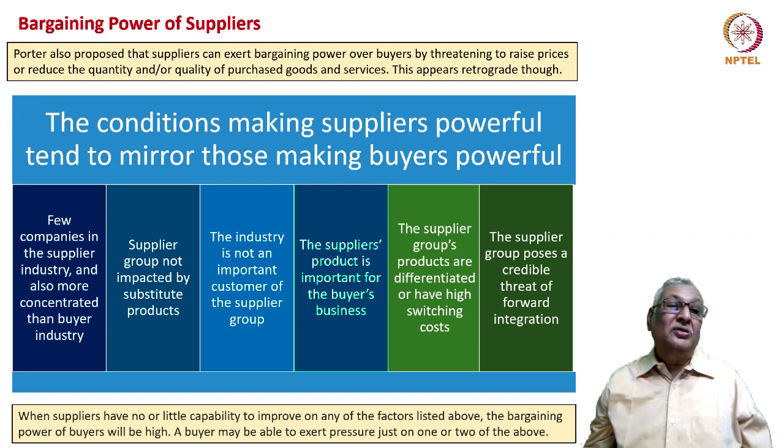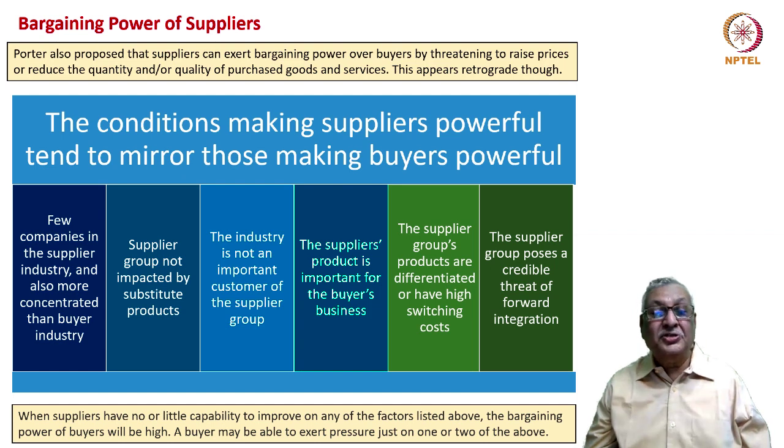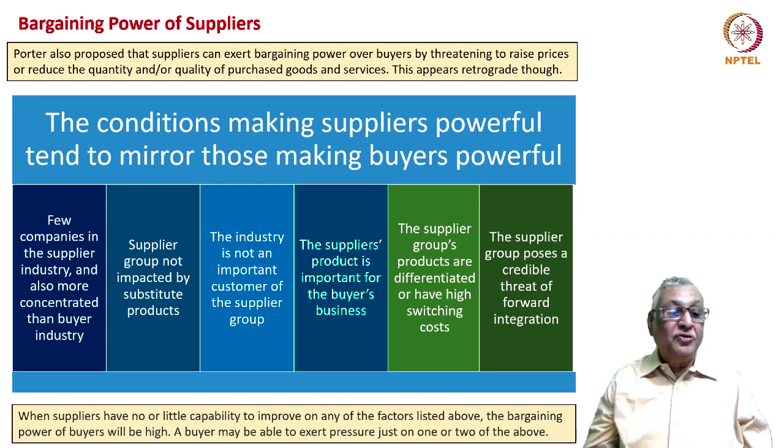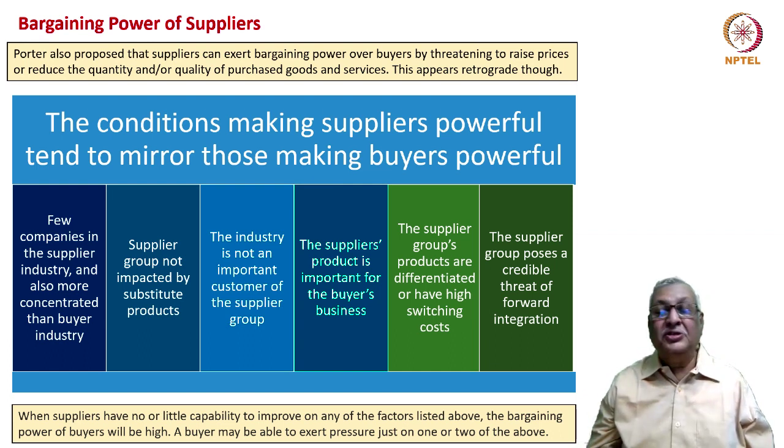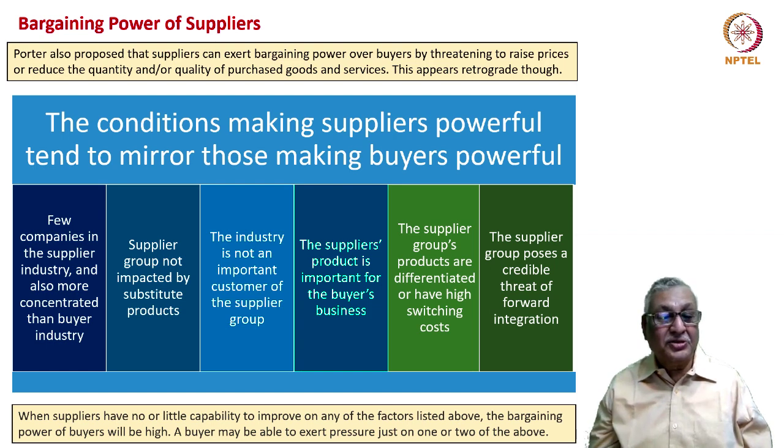Just as there would be buyer power, there would be bargaining power of suppliers as well. As I said, when there are supply shortages or capacity shortfalls, there would be by default an increase in the bargaining power of suppliers. That is not real, it is temporary, and one should not mistake it for an enduring bargaining power of suppliers. When you have few companies in the supplier industry and they are also more concentrated than the buyer industry, there will be high bargaining power of suppliers. When the end product manufacturer is influenced by the substitute products, but the supplier group itself is not impacted by substitute products, then the bargaining power of suppliers would be very high.